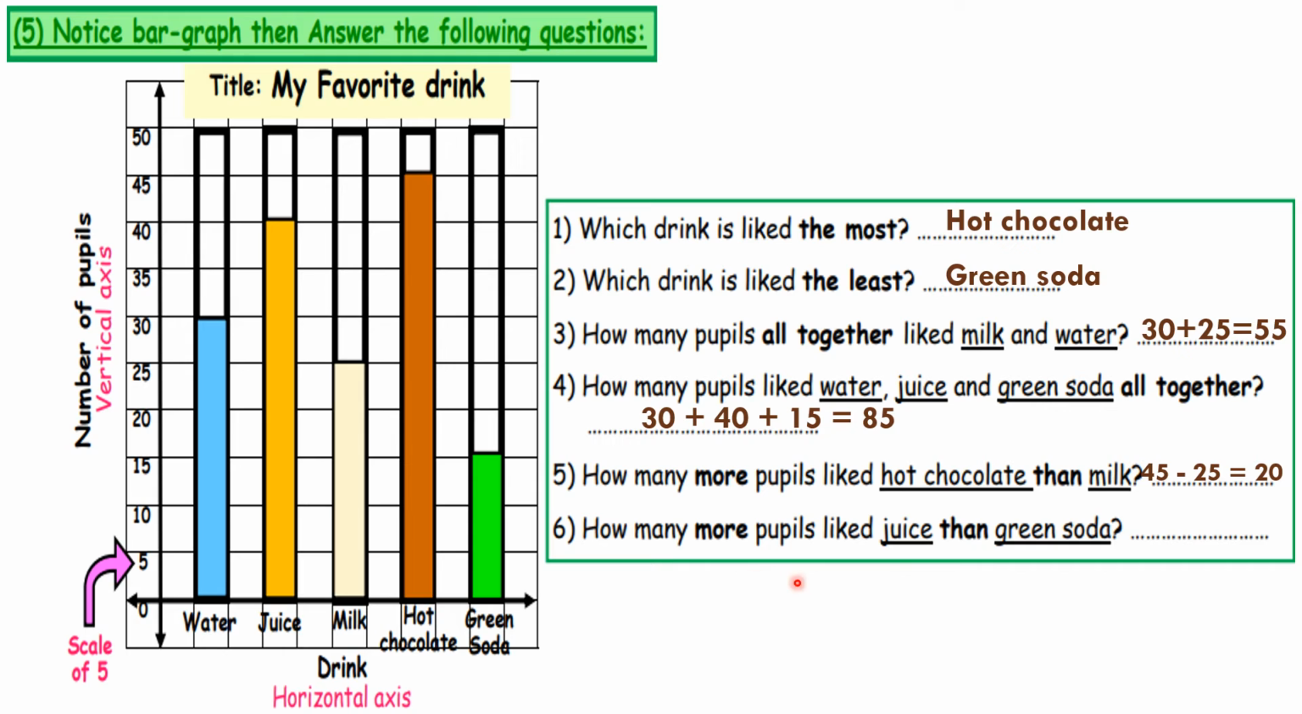How many more pupils like juice than green soda? Here it means we're going to subtract and take away the people who like green soda from the people who like juice. The pupils who like juice is 40 and the pupils who like green soda is 15. So I'm going to take away 15 from 40, so it's going to be 25 pupils.